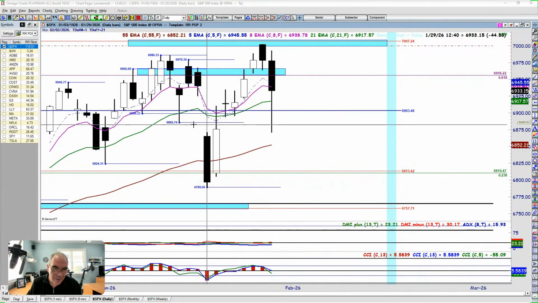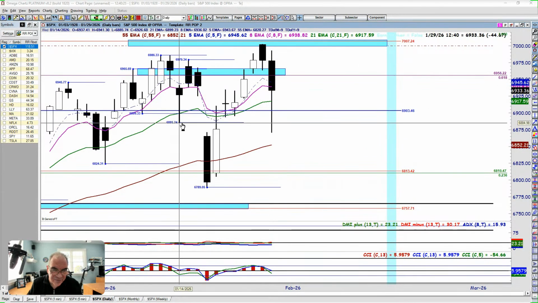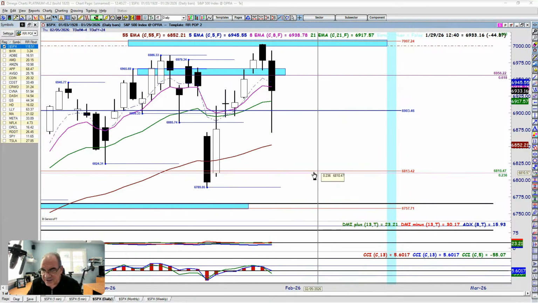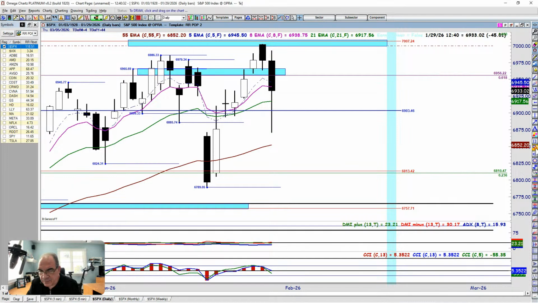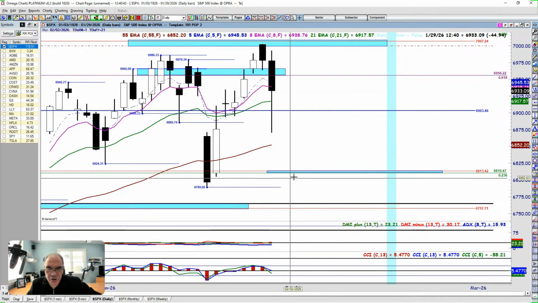If we break that, I'm not as worried about this 68.85, but I am worried about the 68.13, 68.10, which I think we can make a little blue zone in there so it's a little more visible. No, let's just drag it out. Let's do it this way. Okay, good. So that's definitely a concern.